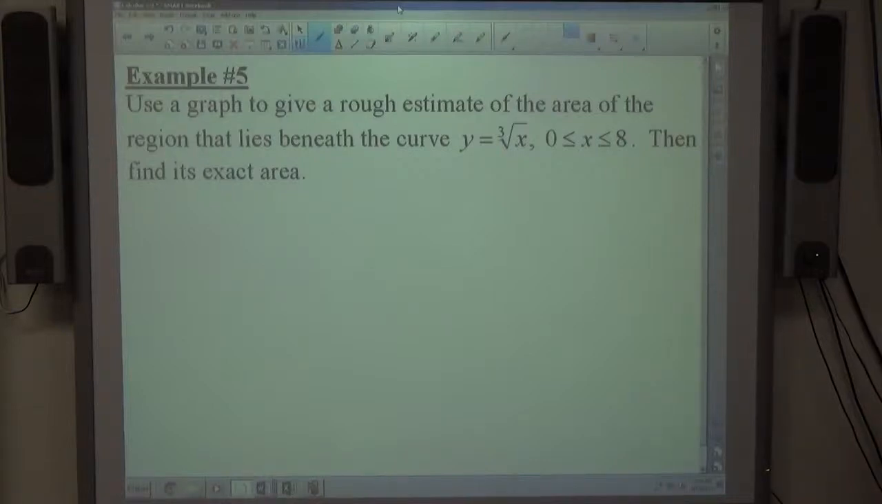Example 5, use a graph to give a rough estimate of the area of the region that lies beneath the curve y equals cube root of x from 0 to 8, then find this exact area.